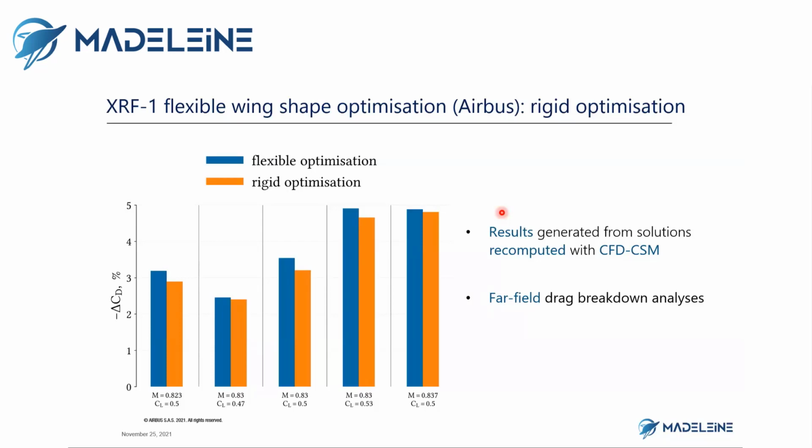We carry out the same far-field drag breakdown analysis on this, and on the left-hand side, these are the comparisons with the final results. You have in blue the flexible optimization that I presented previously, and in orange, the rigid optimization. And basically, what you can observe here is that the flexible adjoint is able to yield only small additional improvements. They are equal on average to around 0.2% of the baseline drag.